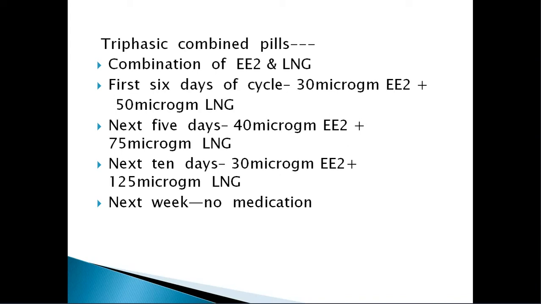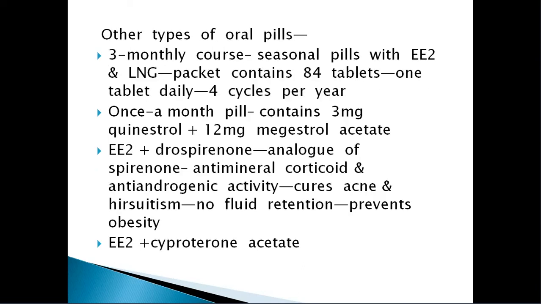This is for almost 3 weeks. Then the next week there is no medication. During this time, the patient will have menstrual bleeding. The whole purpose of these triphasic pills is that it mimics a little more like a normal menstrual cycle, where the hormone levels are varying in different phases of the menstrual cycle. At the same time, pregnancy is prevented by preventing ovulation. That is the idea of these triphasic pills.